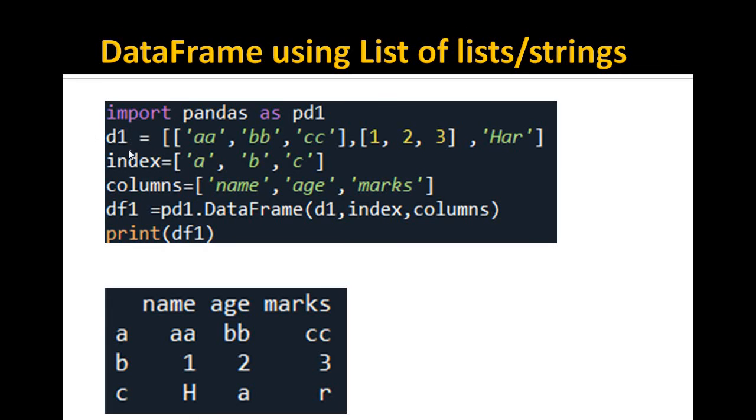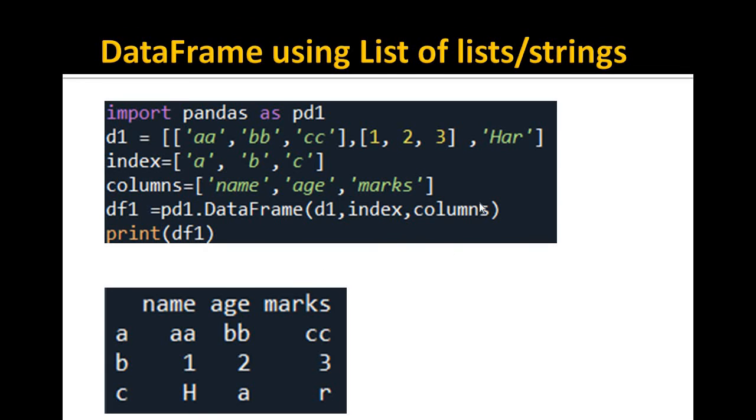So this D1 has a total of 3 values. The first value is a list, the second value is another list, and the third value is a string, and that string has been divided into 3 parts. Now the fourth line, df1 equals pd.DataFrame, is a call to the constructor function, passing D1, index and columns, and it creates a data frame of 3 rows and 3 columns.